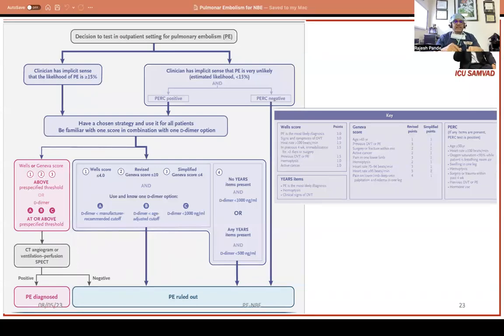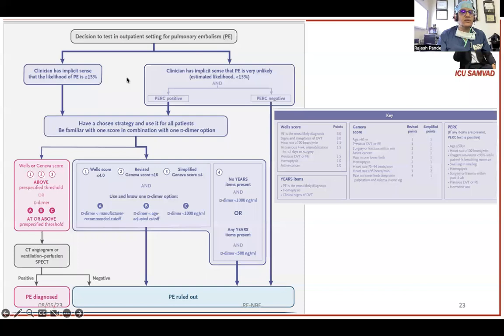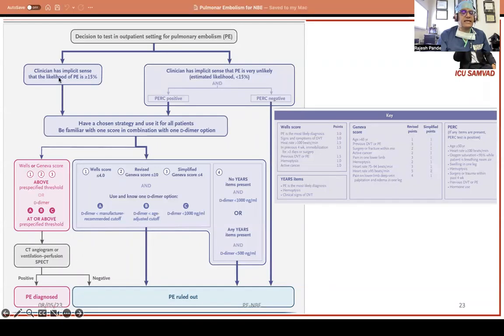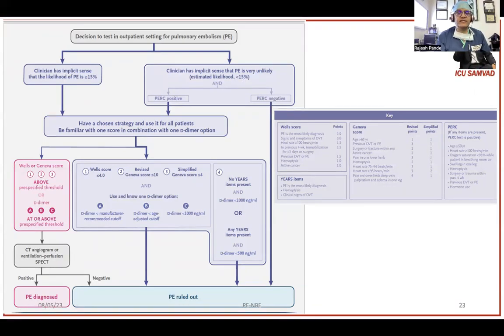Now, this cartoon illustrates how we should go about the decision tree in the OPD setting for pulmonary embolism. So the clinician feels that the likelihood of pulmonary embolism is more than 15%. He feels the patient may have pulmonary embolism. Or he feels the patient is unlikely to have it. That means the estimated likelihood is less than 15%. So let us see when it is unlikely as per the physician.